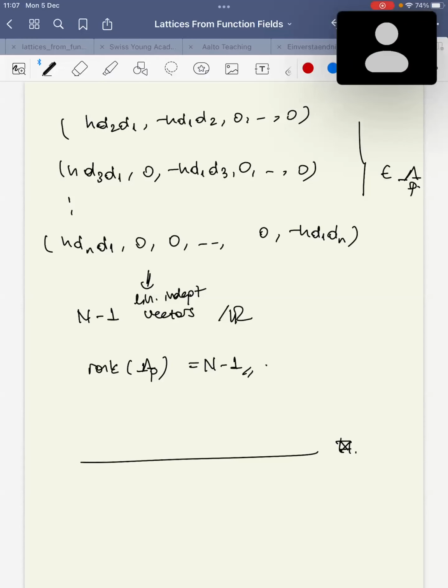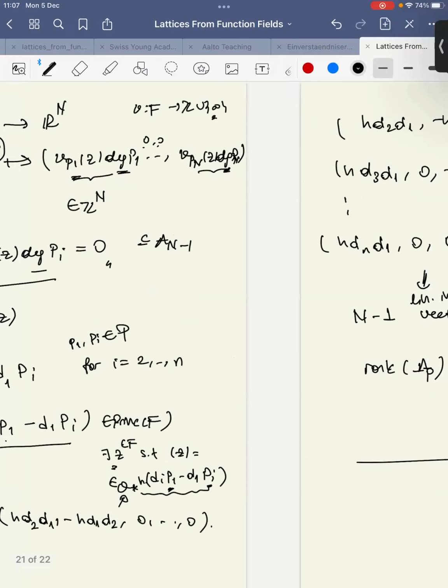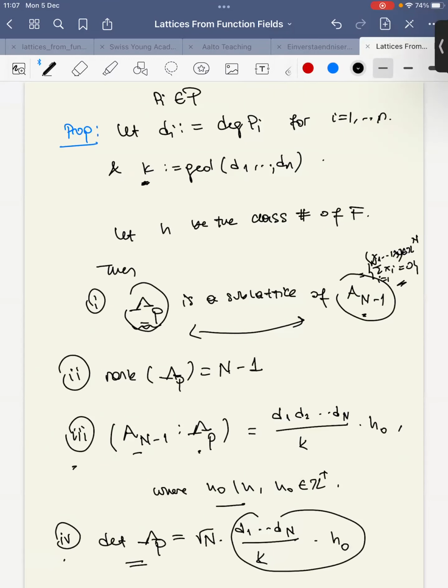So, okay, in this last video, we want to provide a proof for this third and last property, which tells us that even though the R function field, which is a subfield of A_{n-1}, might not be the same, the index as a subgroup is determined by this quantity. As a consequence, we will see that the determinant is this index times the square root of n. And the proof is tricky, and it goes as follows.